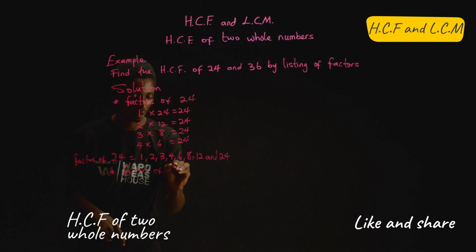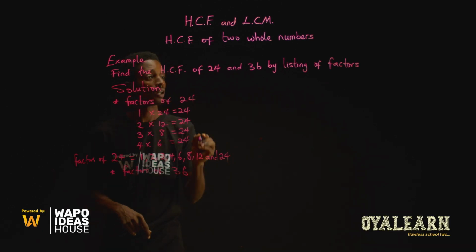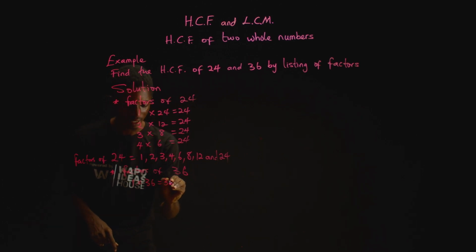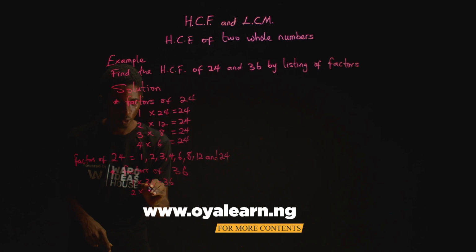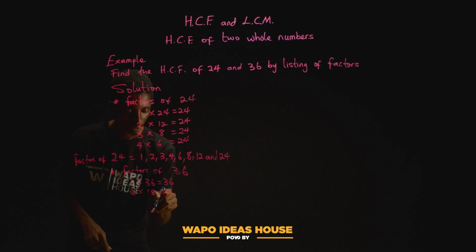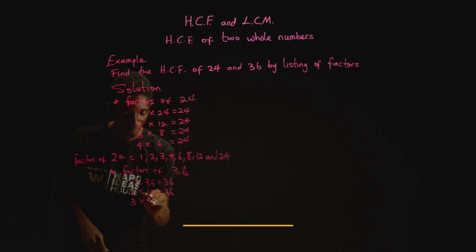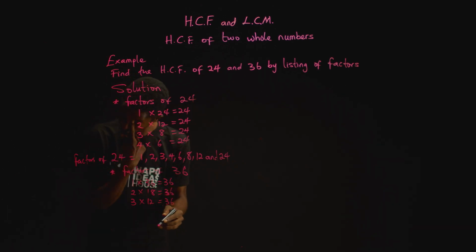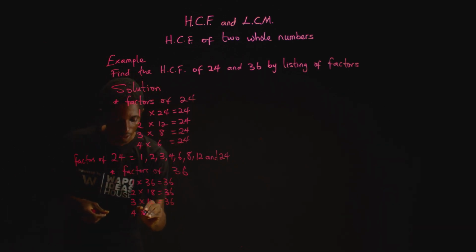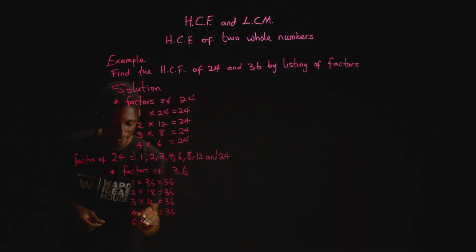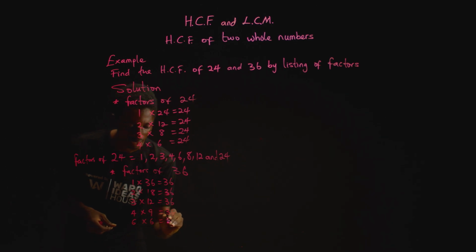Factors of 36. We have 1 multiplied by 36 to give us 36. 2 multiplied by 18, 36. We have 3 multiplied by 12 to give us 36. We have 4 multiplied by 9 to give us 36. And then we have 6 multiplied by 6 to give us 36.